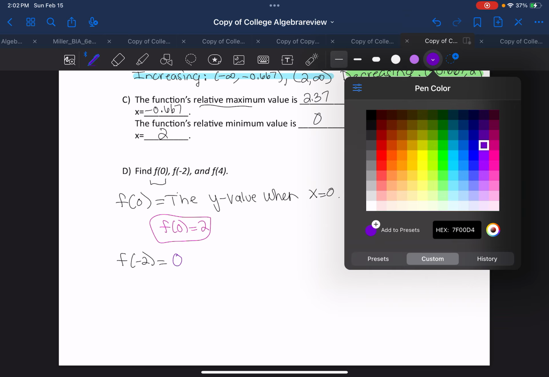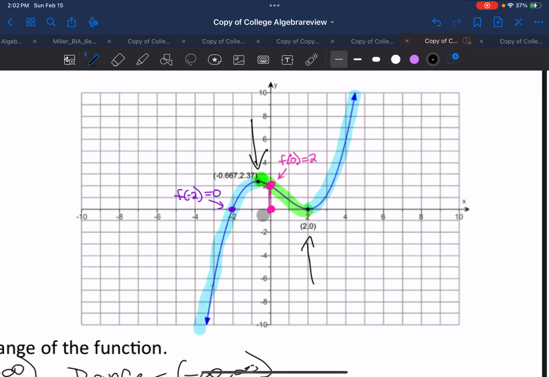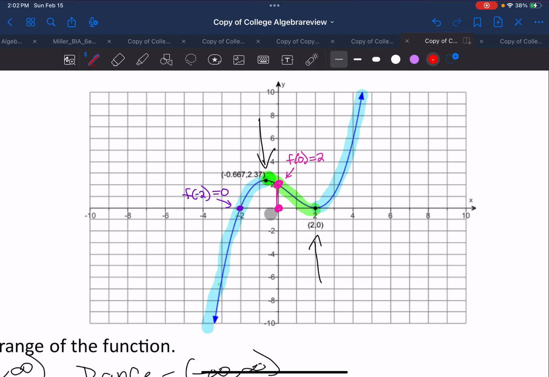And then finally, f of 4. Here's x is 4. So I'm going to line that up with where my graph is, which is right here. That's where it crosses. That's where I have a point on my graph that has the x value of 4. And the y value there is 6. Lines up with 6 here. So f of 4 is equal to 6.